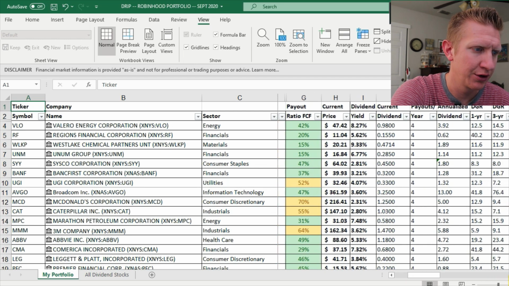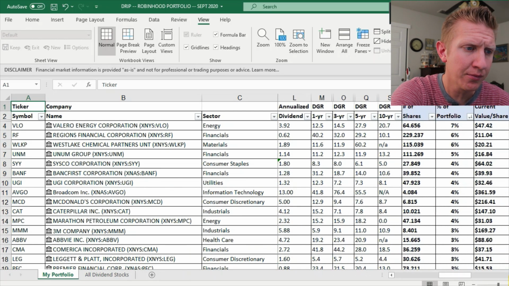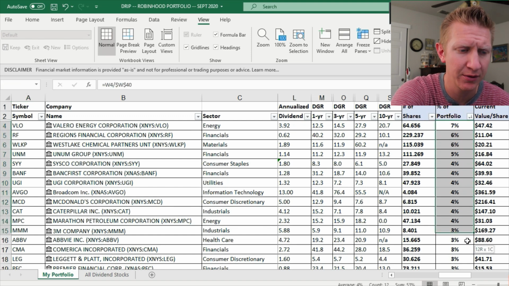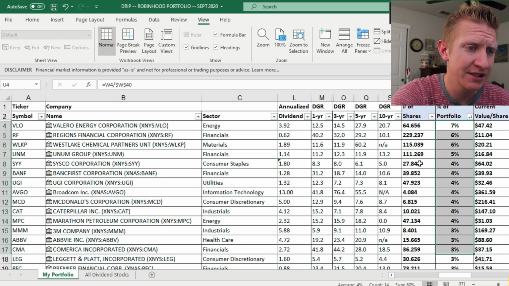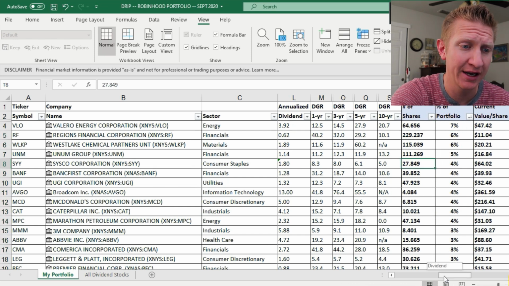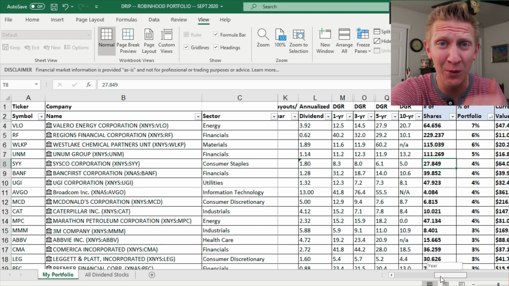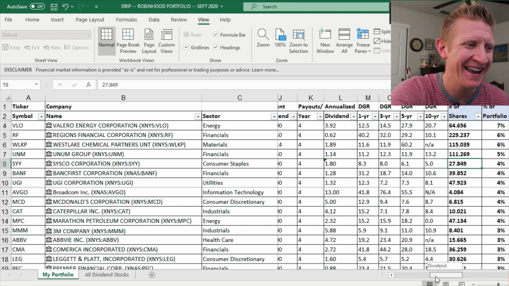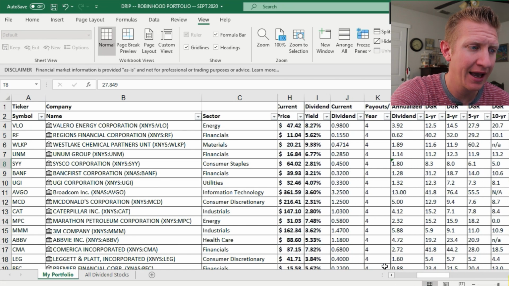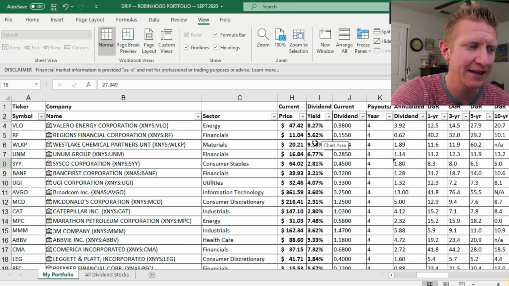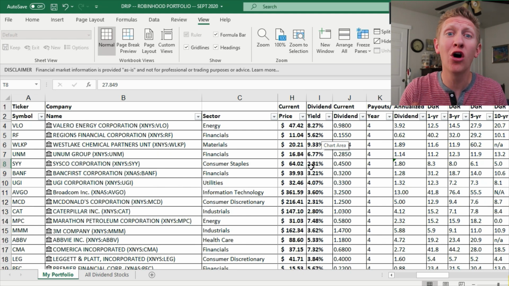If I scroll over here, you can see the percentage of the portfolio: 7, 6, 6, 5, 4, 4, 4, 3, 3, 3, 3, 2, 2, 1, all the way down. Every single holding has a different percentage of the portfolio. Furthermore, you can see the current yield, as if you were to buy the stock right now, even though the market is closed for the day. It's 8.27, 5.9, 6.23. It's kind of all over the place.